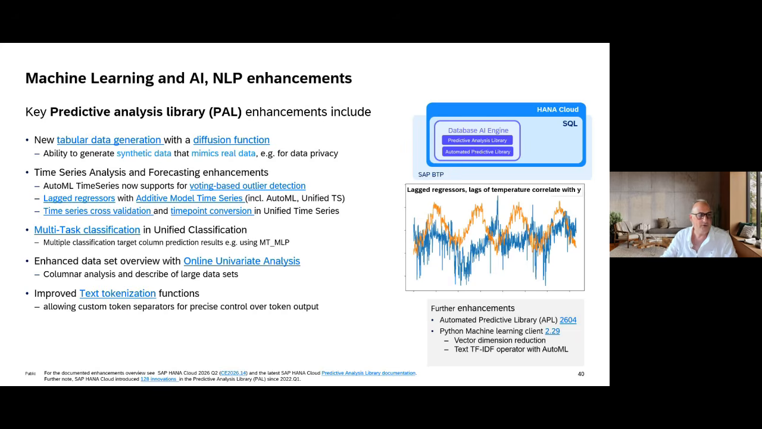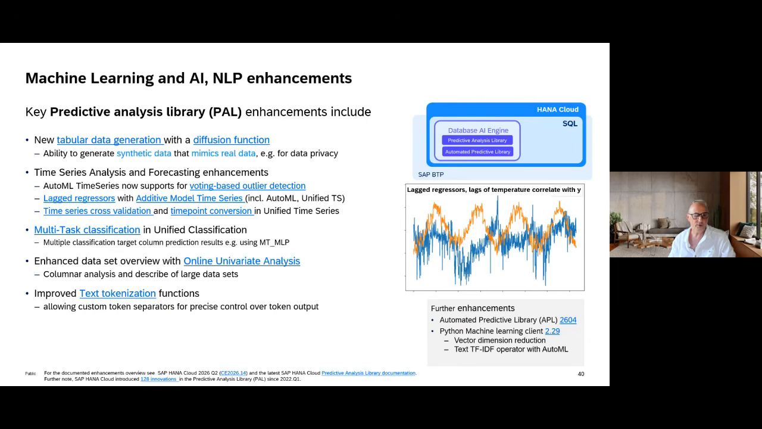In the area of time series analysis and forecasting, we're adding a couple of new capabilities like outlier detection on a voting-based approach using different outlier metrics, now supported in AutoML for time series. The unified function for time series supports cross-validation, for example, better helping to immediately evaluate how good a forecasting model is and looks.